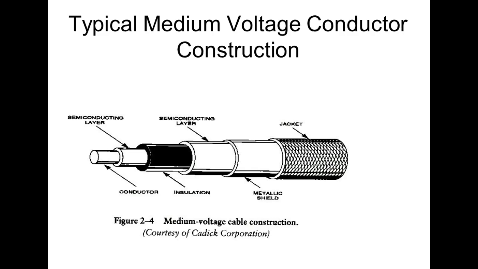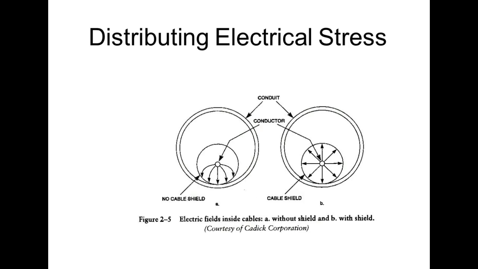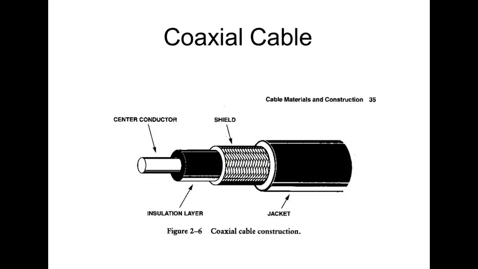And these guys are very expensive. Distributing the electrical stress, that's what all those layers are in there for. This is coaxial cable. We already showed y'all this. This is what we use in communication. We very seldom use this to transmit power, but we do use it to send information.